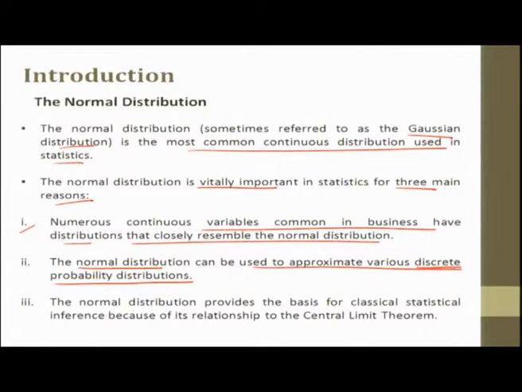So, normal distribution provides the basis for classical statistical inference because of its relationship to the central limit theorem. I did not discuss the central limit theorem. The central limit theorem is that there is a central value along which the other values lie. The true value is actually the actual value. This central value can be the mean here, along which the other values lie. We need not get into the details of this, but yes, the normal distribution obeys the central limit theorem in a very good way. So, these are a few reasons for which normal distribution is used.